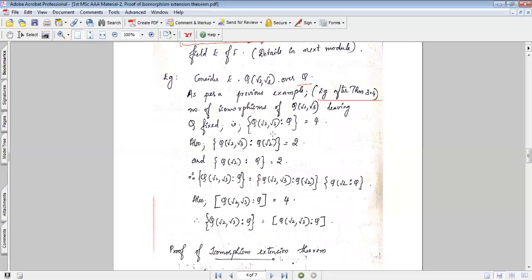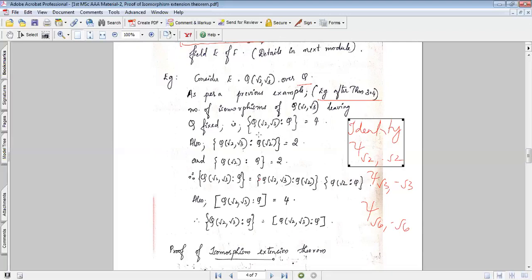We saw that the number of isomorphisms of Q(√2, √3) which fix Q is 4. And those isomorphisms were: one was the identity. Then you had another one as ψ sending √2 to −√2. Then another one was ψ sending √3 to −√3, and the other one was the composition. I think we took it as ψ sending √6 to −√6, or the composition. I don't remember exactly. Anyways, these were all those 4 isomorphisms. So we have actually seen that the index of Q(√2, √3) over Q is 4.